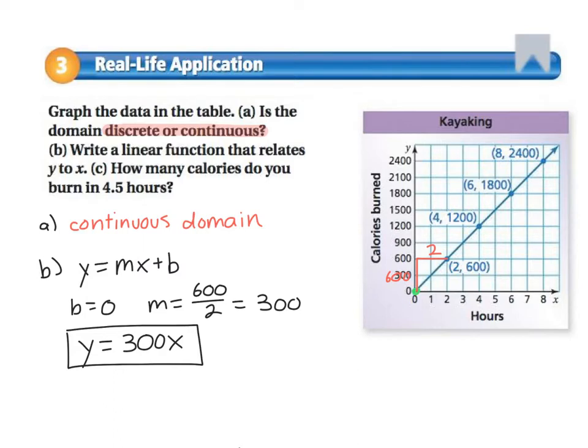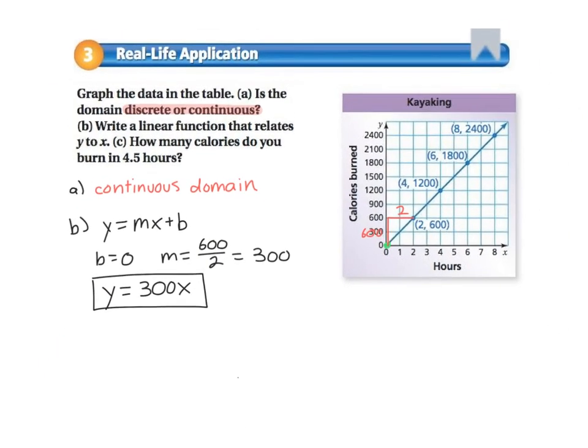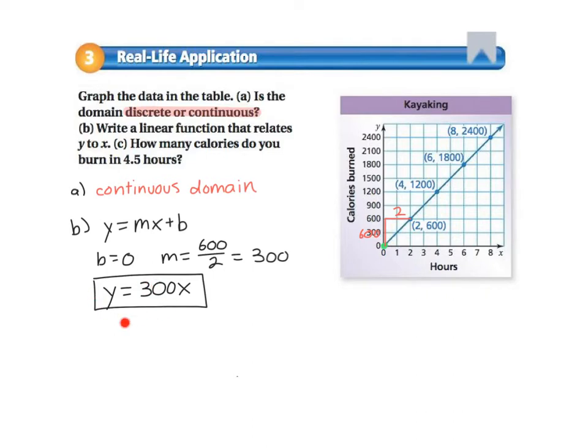This is the function that will tell me the number of calories I burned for how many hours I kayak. The number of hours is the input, and the output is the number of calories I burned. This is useful because we can use this function to help us find how many calories we burn for any amount of time. We pick the amount of time, plug it into x, and we can find y.